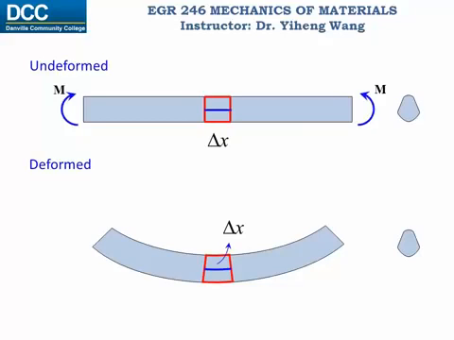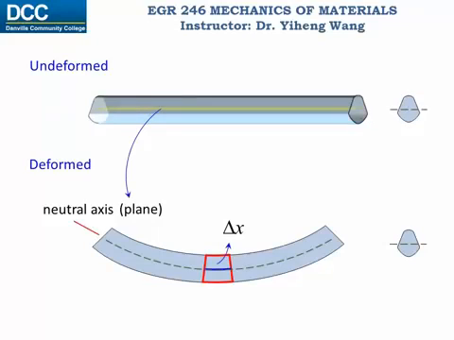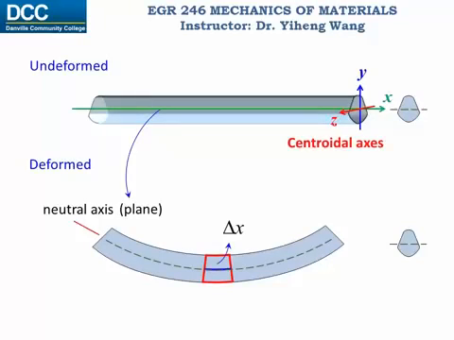In fact, we can extend this analysis to this entire member and realize that there will exist a neutral axis in this member for which its length will remain unchanged during deformation. Don't forget, the neutral axis extends throughout the width of this member, making it a neutral plane, like this. Using this 3D representation, let's define our 3D rectangular coordinate system. This is our x-axis, y-axis, and z-axis. And later you will know that all these three axes are centroidal axes because they all pass through the centroid point of the cross-sectional area.